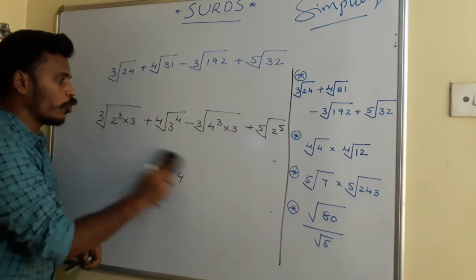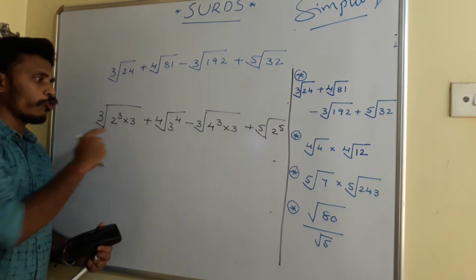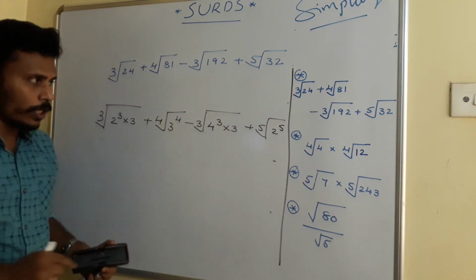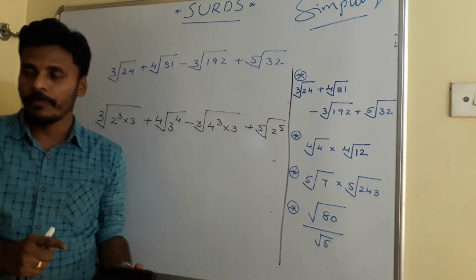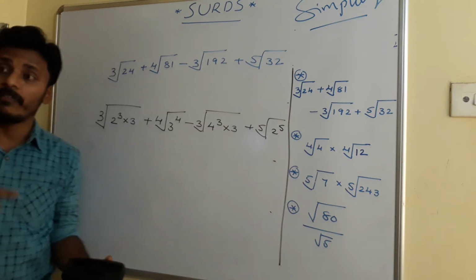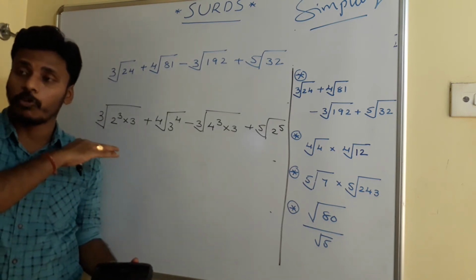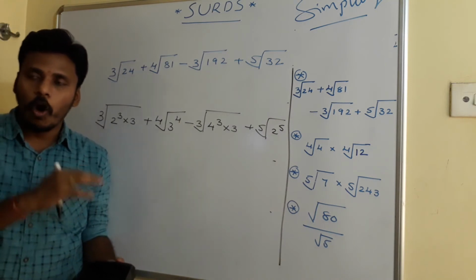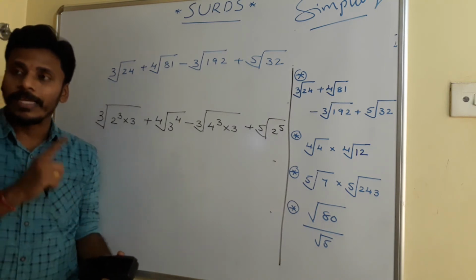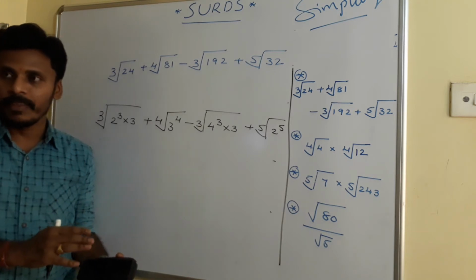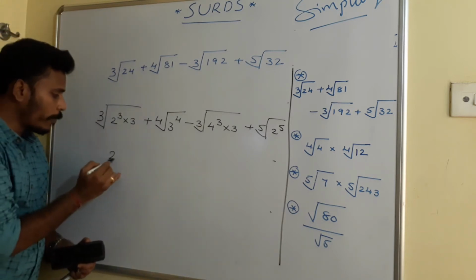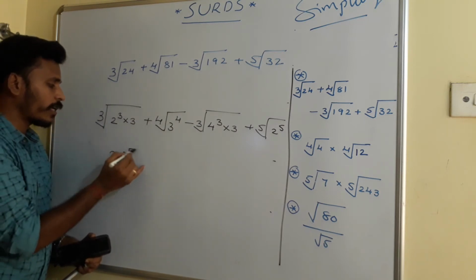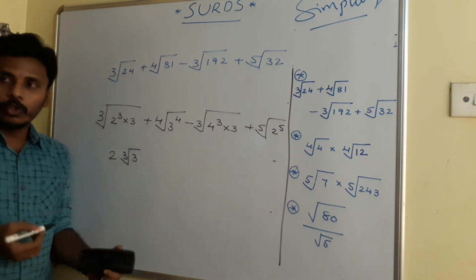Now just have a look here. This is cube root of 2 cube into 3, plus fourth root of 3 power 4, minus cube root of 4 cube into 3, plus fifth root of 2 power 5. We are going to get the simplified value for the addition and subtraction of these given terms. So by the support of the basic fundamental law of surds as well as nth roots, nth root of a power n is a. The cube root of 2 cube can be written as 2, but 3 is inside only, so you just write it like cube root of 3. 2 into cube root 3.